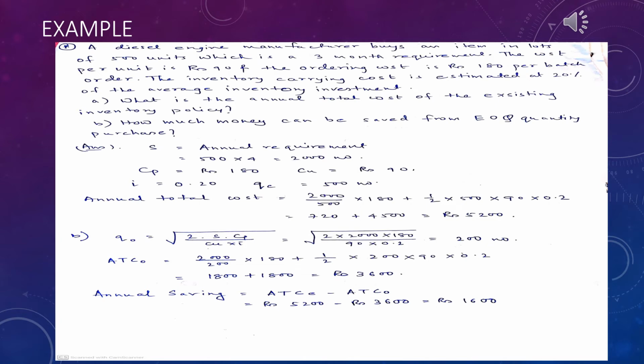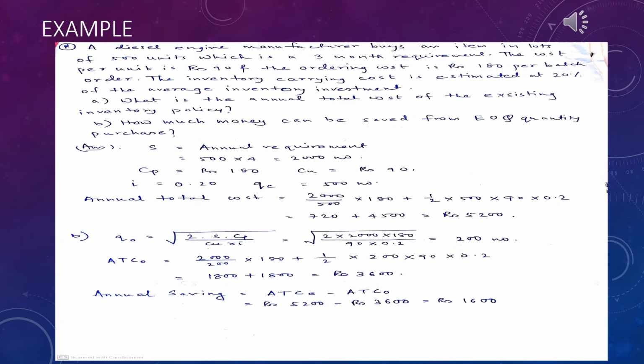Now, a diesel engine manufacturer buys an item in lots of 500 units, which is a 3-month requirement. The cost per unit of that item is rupees 90 and the ordering cost is rupees 180 per batch order. The inventory carrying cost is estimated at 20% of the average inventory investment. We have to find from the above figures the annual total cost of the existing inventory policy, and how much money can be saved from the EOQ quantity purchase.